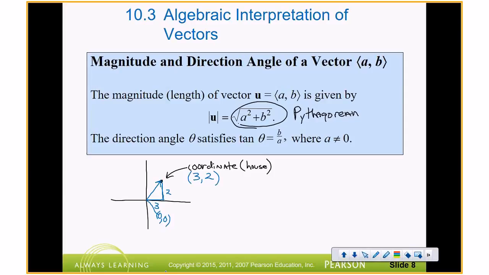So do you actually need this? No, you don't need it. All you need to do is remember the Pythagorean theorem. And that's going to be 2 squared plus 3 squared, which is 4 plus 9, which is what? 13.